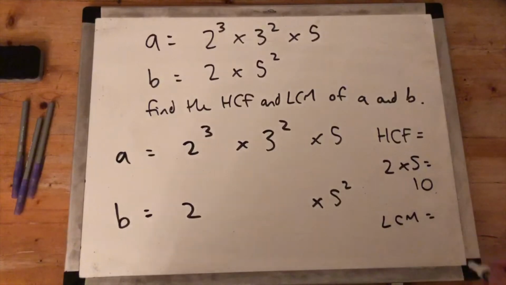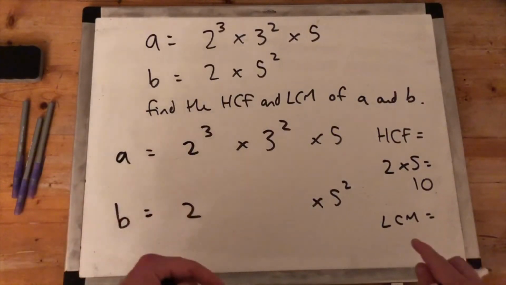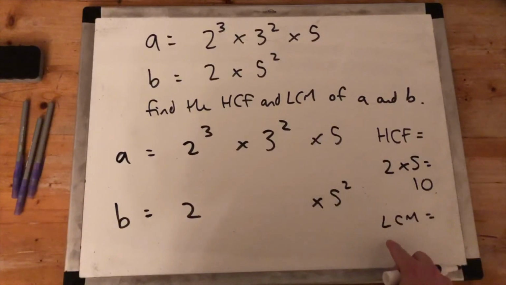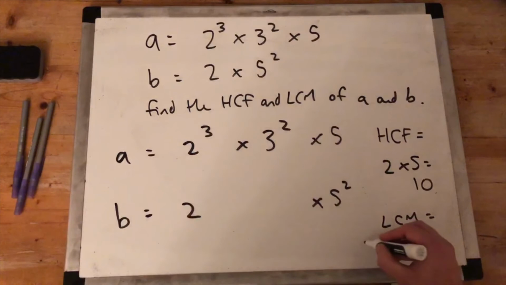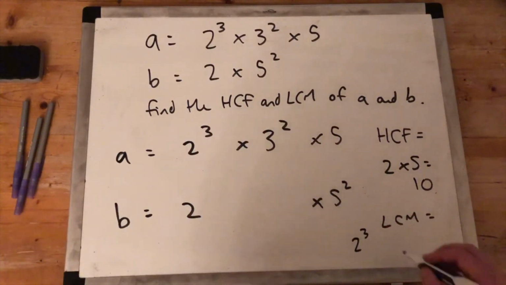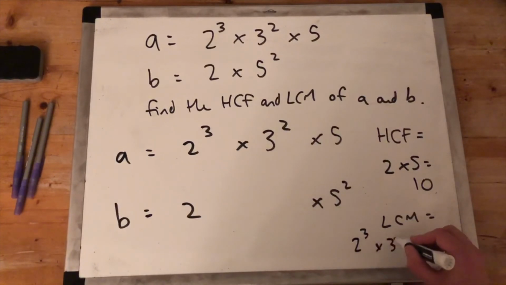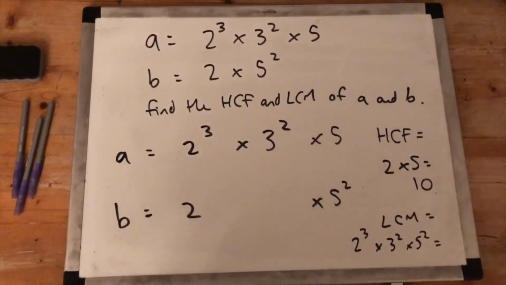LCM, lowest common multiple, so we're looking for the lowest, so we take the highest. 2 cubed or 2? 2 cubed. 3 squared or nothing? Take 3 squared. 5 or 5 squared? We're going to take 5 squared. So we put that all together and we'll get 1800.